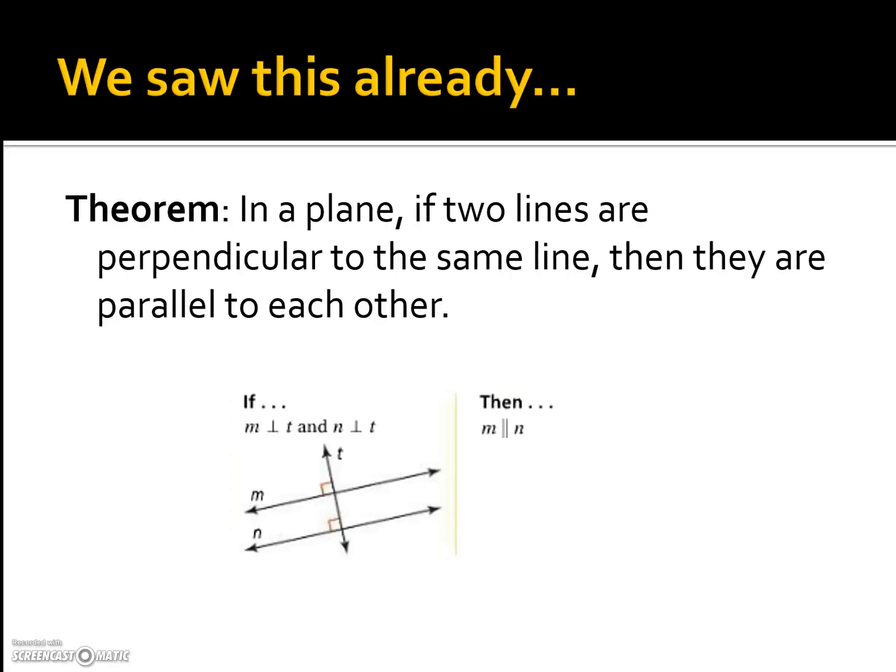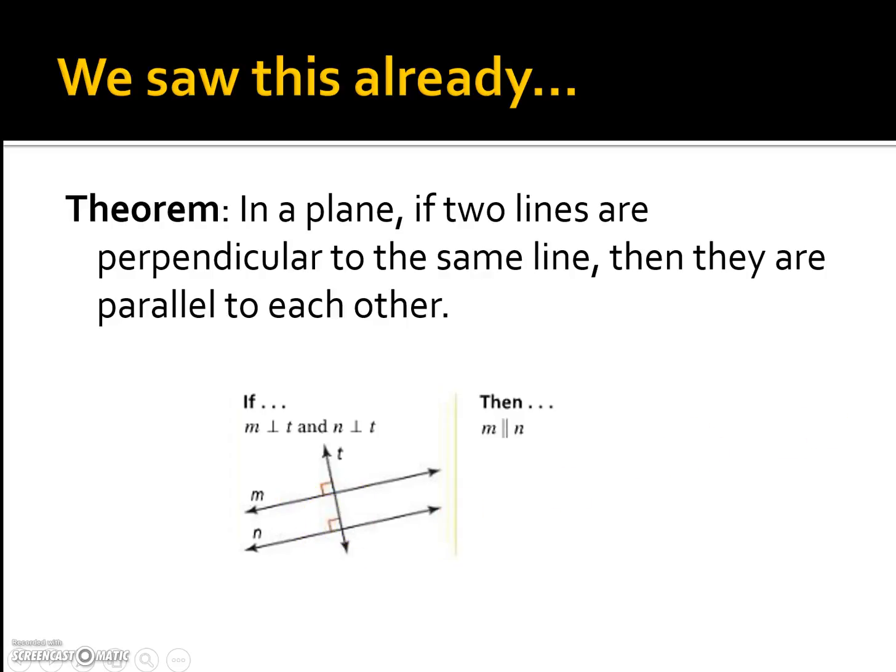Our next theorem is, in a plane, if two lines are perpendicular to the same line, then they are parallel to each other. So in this case, M is perpendicular to T. Line N is also perpendicular to T. Since these two lines are perpendicular to the exact same line, these two are parallel to each other. I want you to think of the corresponding angles postulate. These two are in corresponding positions, so since that's the case, we know that these are going to be parallel.